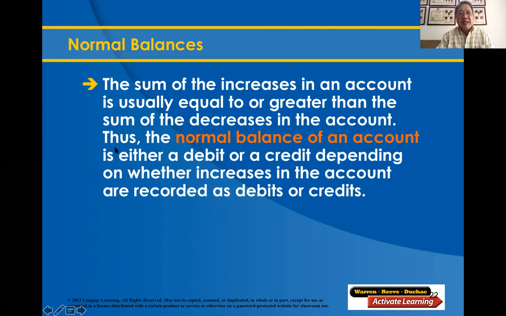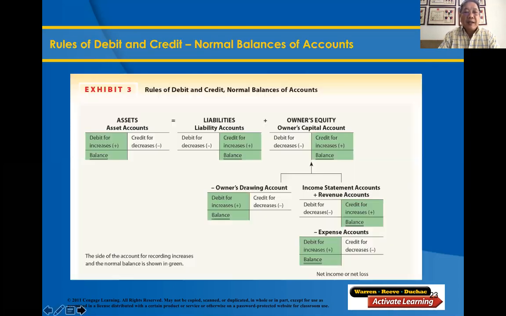The sum of the increase in an account is usually equal to or greater than the sum of the decrease in the accounts. Thus, the normal balance of an account is either a debit or a credit depending on whether increases in the accounts are recorded as debit or credit. Ang normal balance, ito yan, yung naka-green, normal balance ng asset, debit.